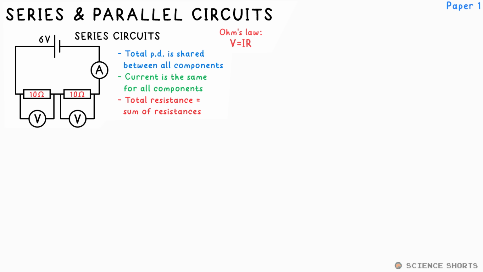If these resistors are the same, let's say 10 ohms each, then that 6 volts total PD from the battery must be shared between them. So if we put a voltmeter across each of these, they both read 3 volts. It wouldn't matter what resistance these resistors are, they could be 1,000,000 ohms each. If they're the same, then that total PD is shared equally. By the time the electrons leave the second resistor, they have to have lost all 6 volts worth of energy, ready to go back to the battery to be refueled.